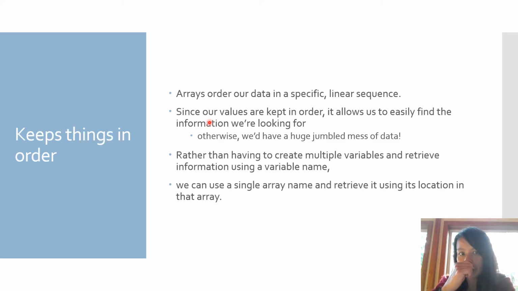Arrays keep things in order. They keep our data in specific linear sequence. So since our values are kept in order, it allows us to easily find the information we're looking for. Otherwise, we're going to have a huge jumbled mess of data, right? So rather than having to create multiple variables and retrieve information using a variable name, we can use one single array and retrieve it using its location in that array.